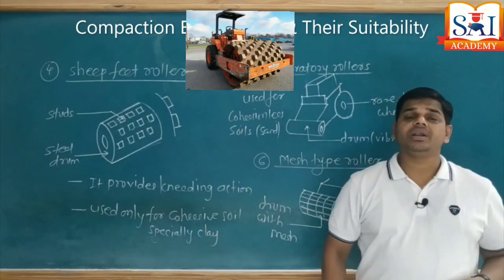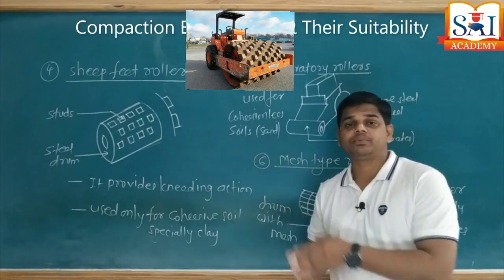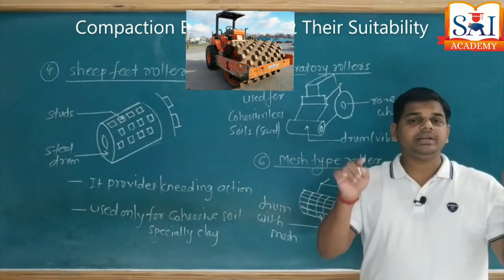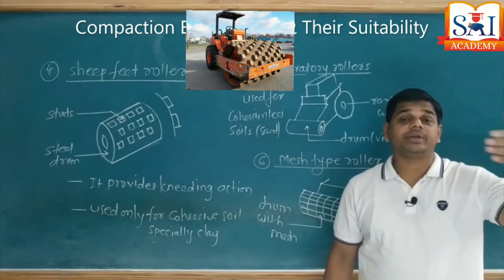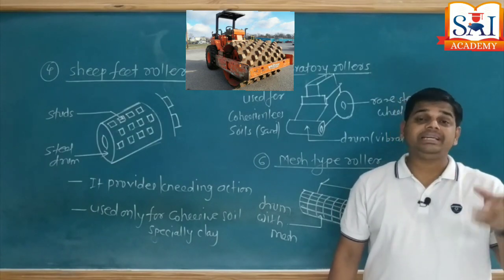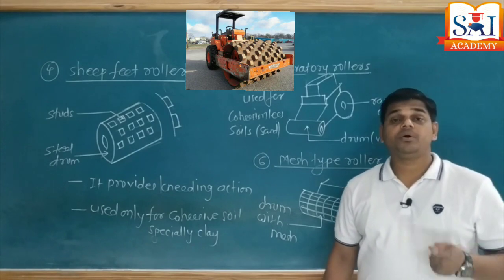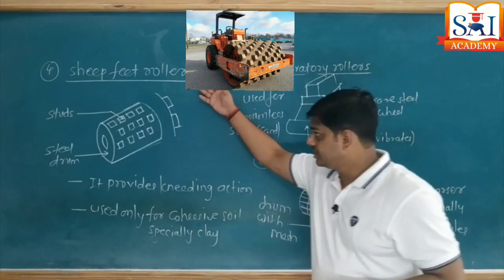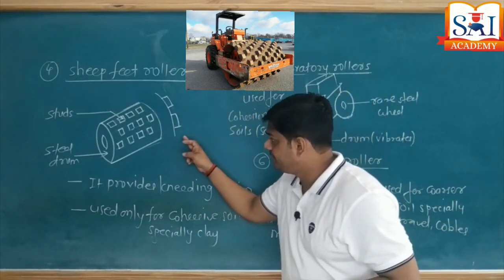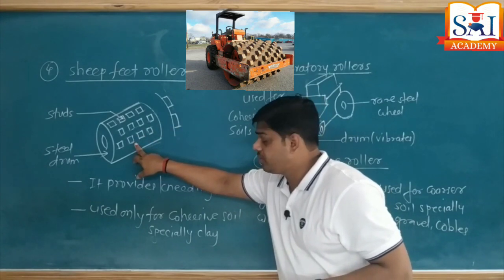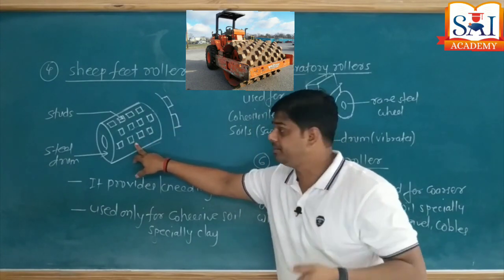Why do we call this roller a sheep foot type roller? Because the steel drum available on the front side is mounted with studs. The studs are also made of steel. Look at the board, here is a cross section of that steel drum. These are the studs located on the surface of the steel drum.